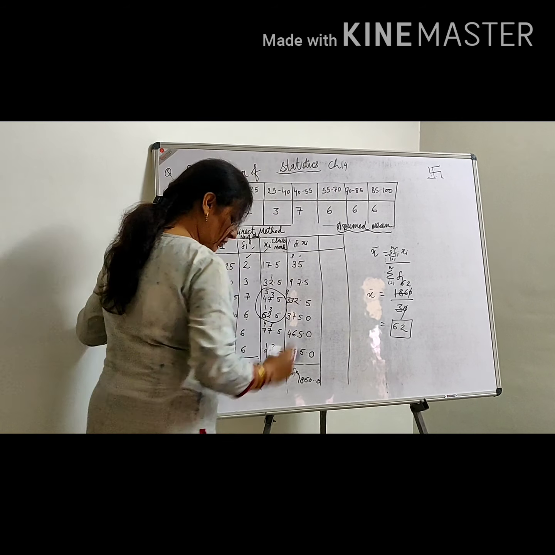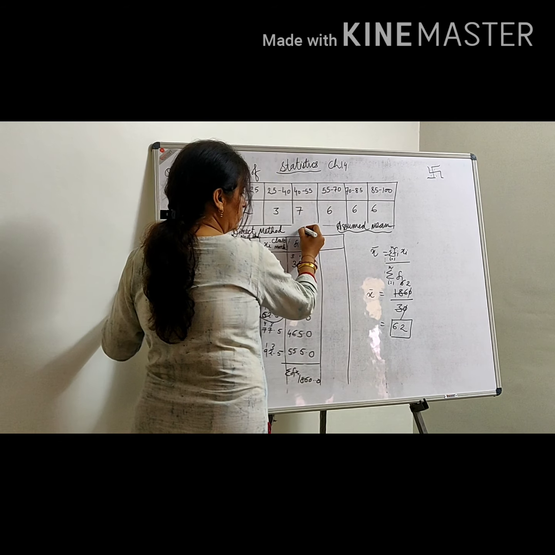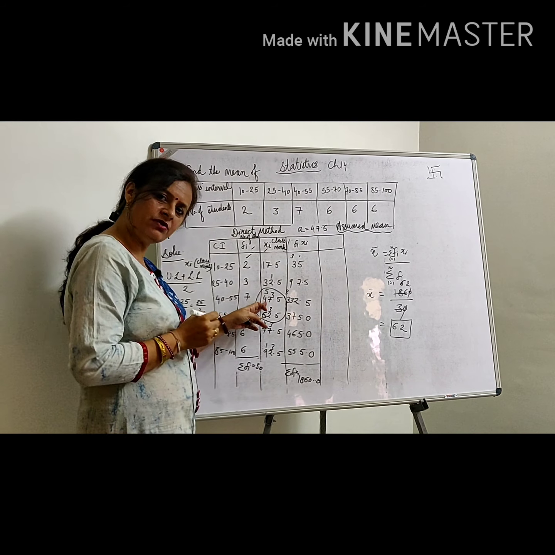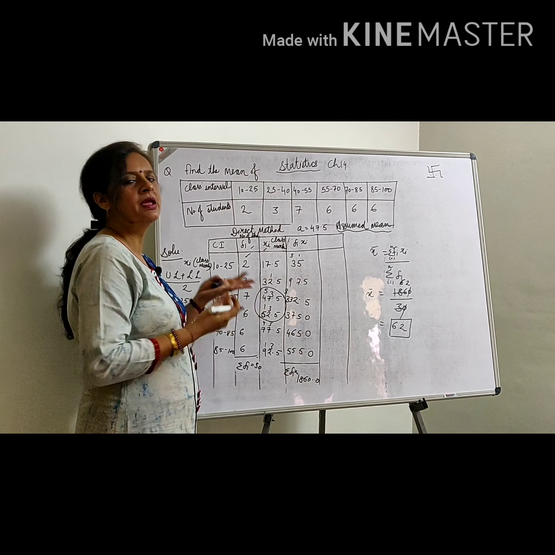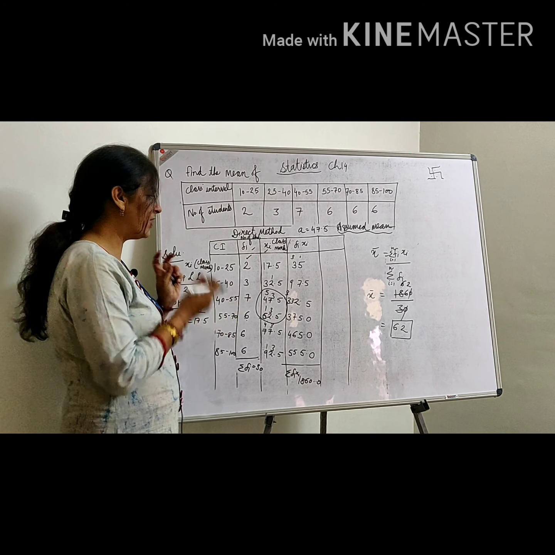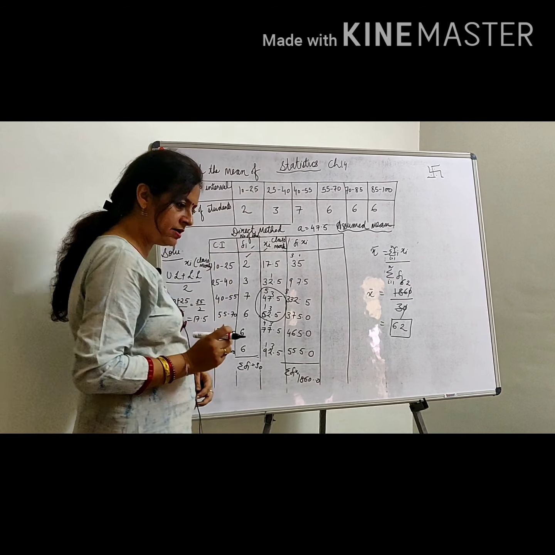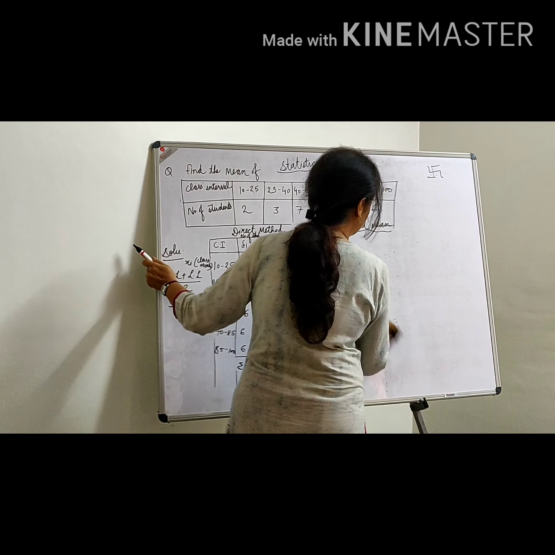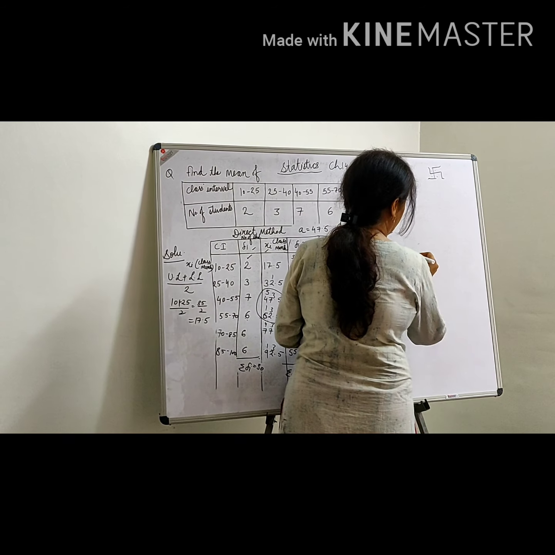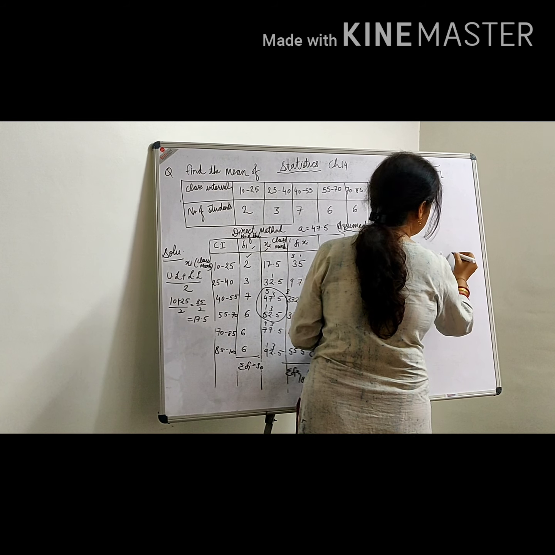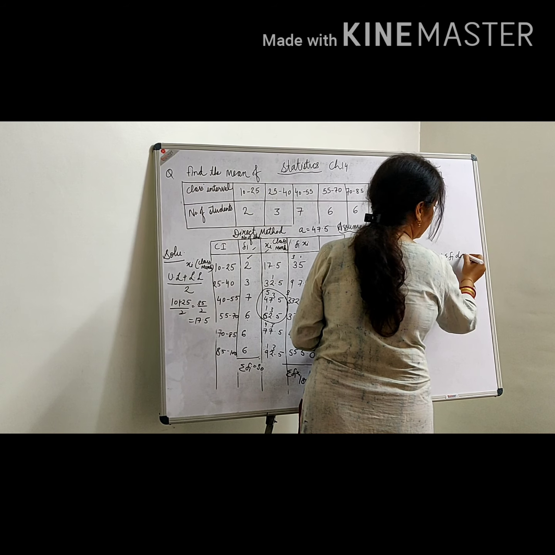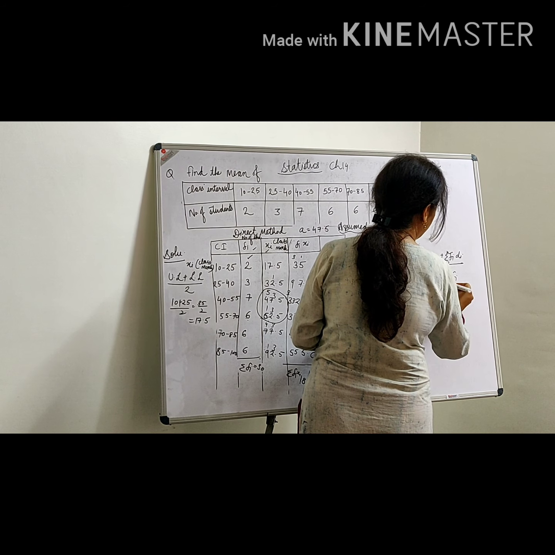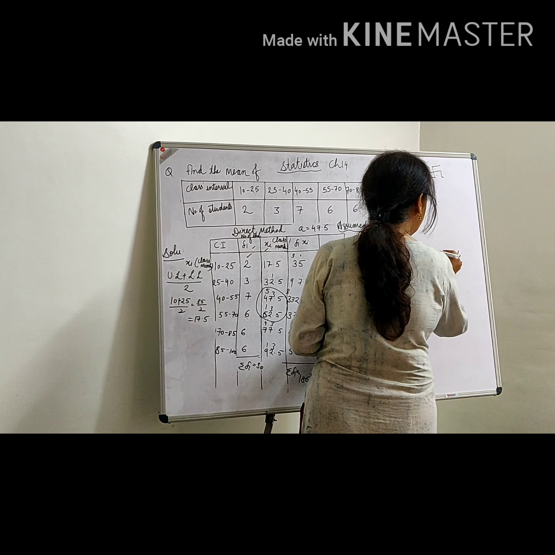So let's write it down on the table only. Write down that your A is equal to 47.5. You can take 47.5 also, you can take 62.5 also, but I am choosing 47.5. Now the formula for the assumed mean method is x bar is equal to a plus summation of fi di divided by summation of fi, where i is from 1 to n. That means you need a, you need d.